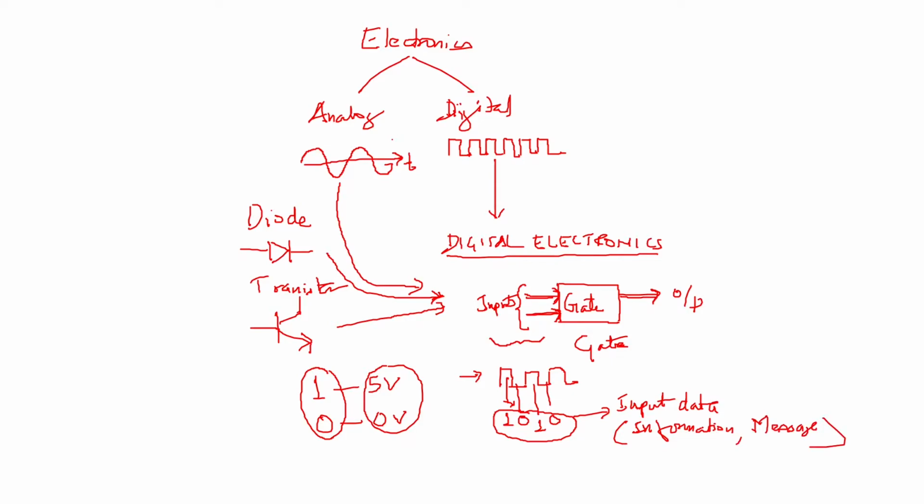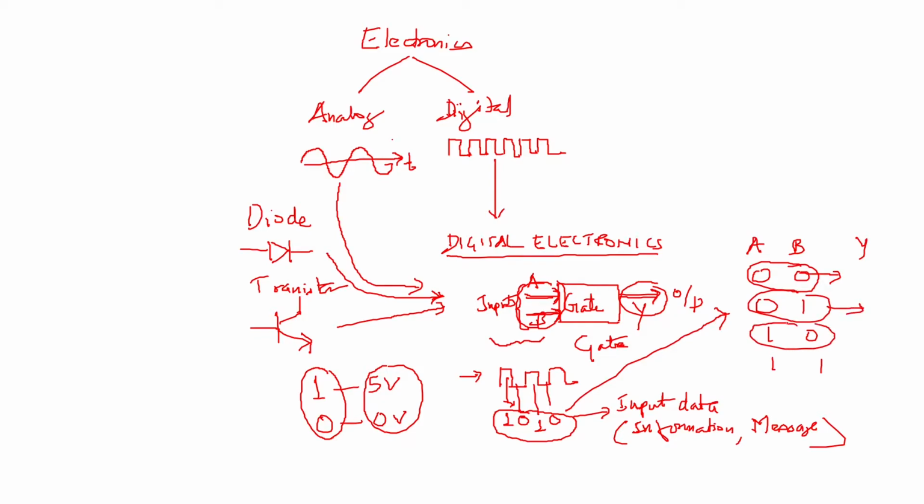Now, our idea is that depending on the combination of inputs I give, a particular output should come out. For example, if I have a two-input gate where the two inputs are A and B, and the output is Y, then in terms of binary numbers, I will give certain combinations for two inputs: 00, 01, 10, 11. For each combination, I want a certain output.